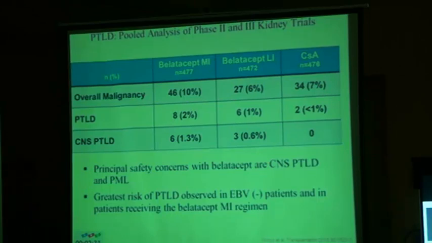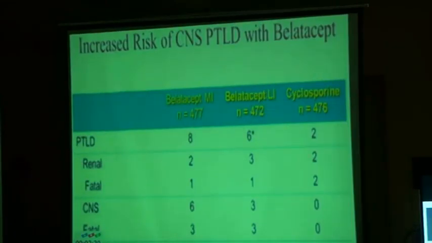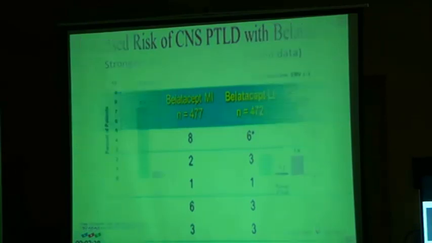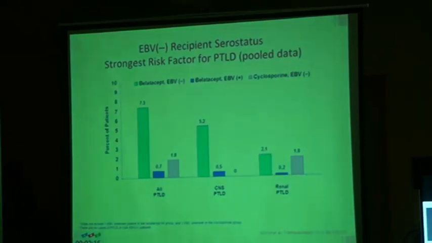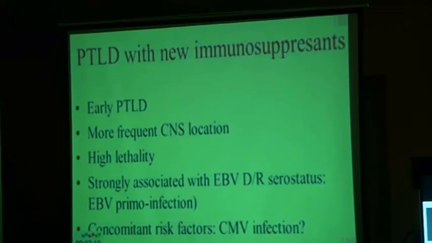So you get better graft survival, but you develop malignancy. Again, this shows the same renal involvement, CNS involvement, and fatal outcome with belatacept, higher dose more than lower dose. Both are more than cyclosporin. And here, when they looked at Epstein-Barr virus negative and positive cases, you see there is a significant difference.